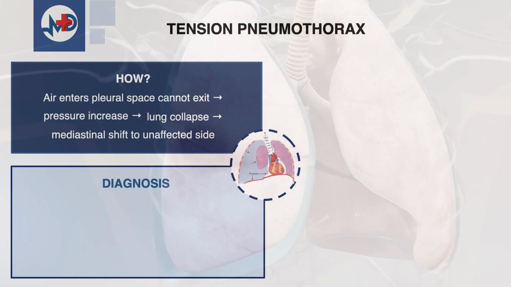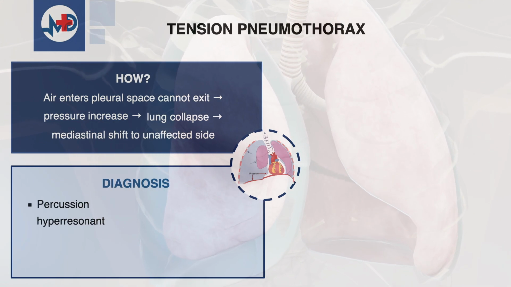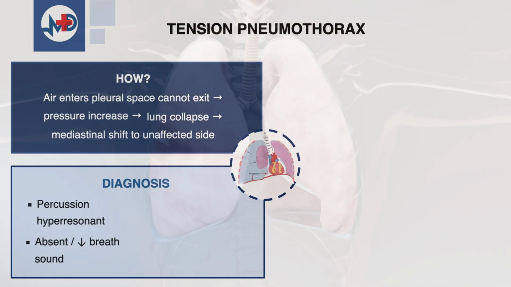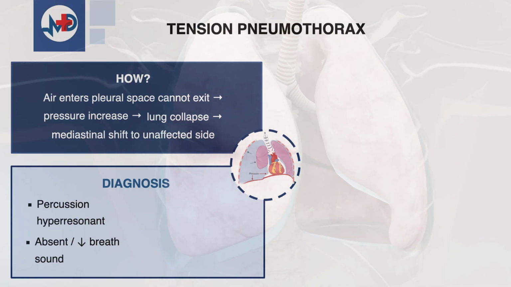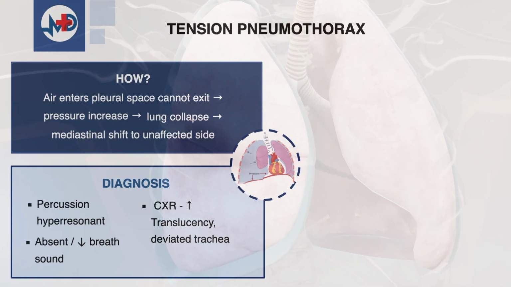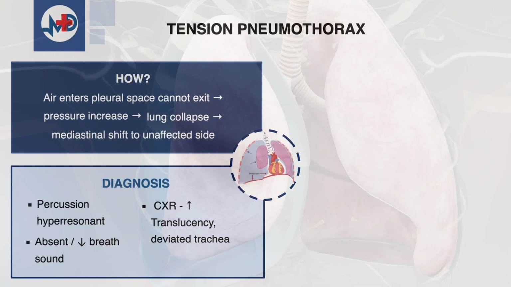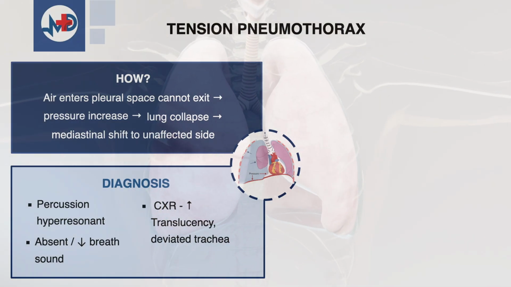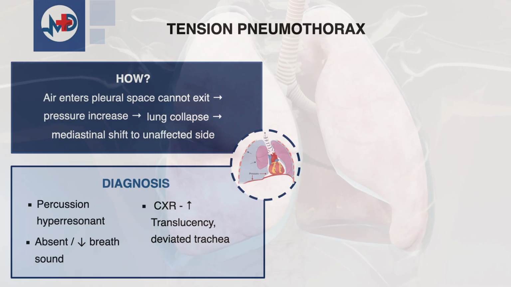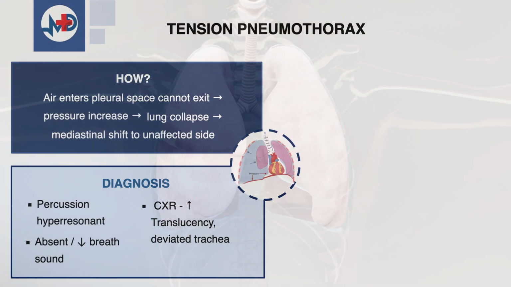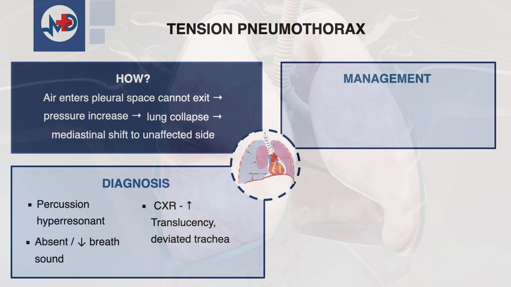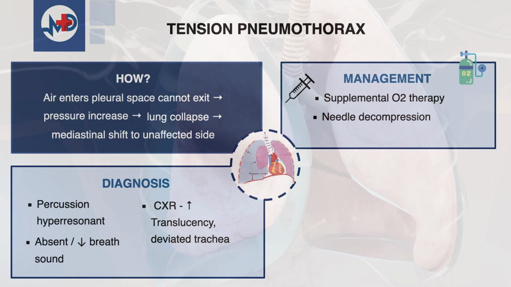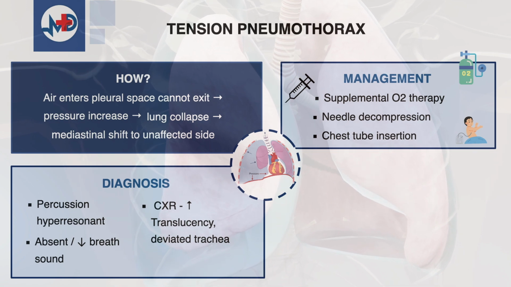To confirm the diagnosis, percussion will reveal hyperresonance with decreased or absent breath sounds over the affected area. This is coupled with hypoxemia and hypercapnia as well as an evidently increased translucency on the affected side on chest X-ray. As the tension builds up, the trachea may deviate away from the affected side. It is important for you to recognize the features early to initiate prompt management, which includes supplemental oxygen therapy, needle decompression, and chest tube insertion.